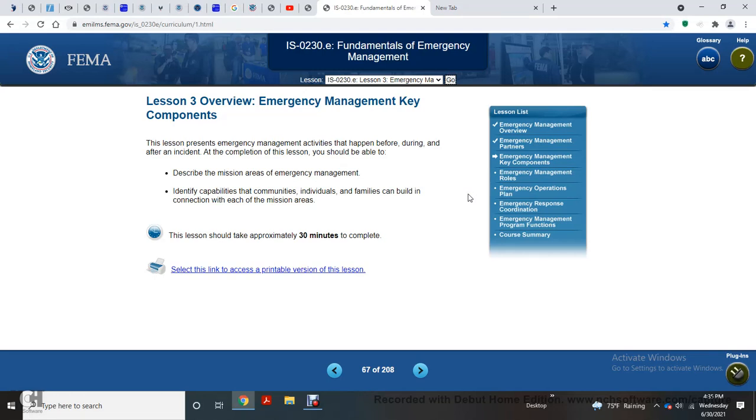After completing the lesson, you will be able to describe the mission areas of emergency management and identify the capabilities that communities, individuals, and families build in connection with each of the mission areas. The lesson should take approximately 30 minutes to complete.